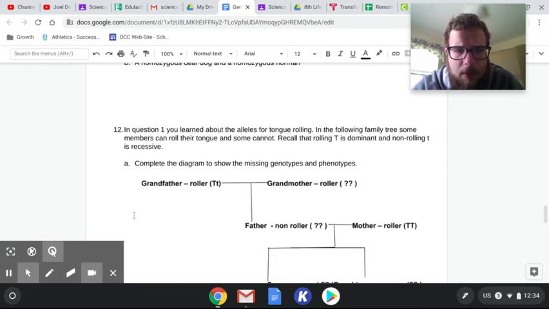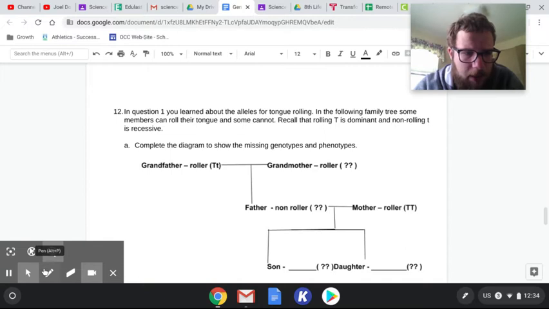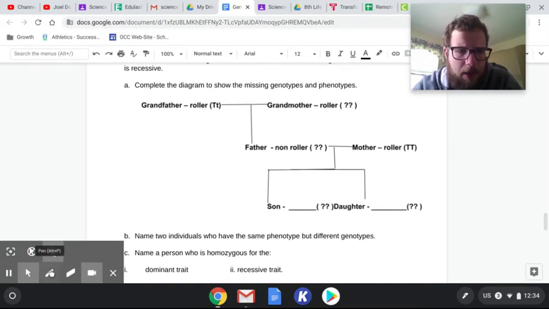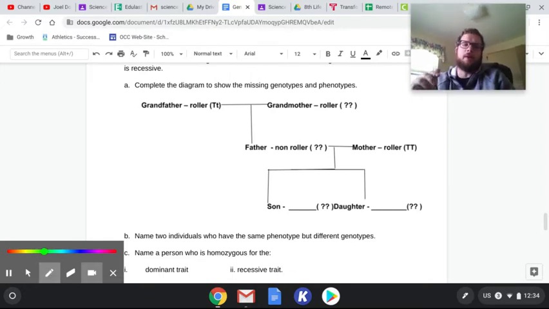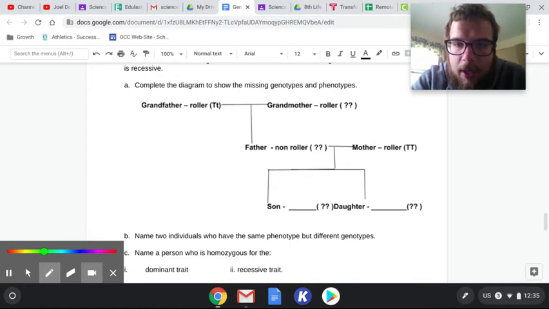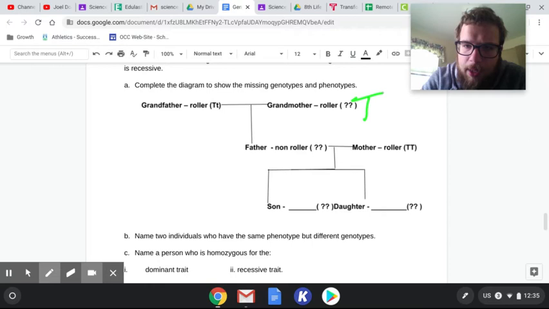Let's go to number 12. In question 1, you learned about the alleles for tongue rolling. In the following family tree, some members can roll their tongue and some cannot. Recall that rolling, big T, is dominant and non-rolling, little t, is recessive. Complete the diagram to show the missing genotypes and phenotypes. All right, so we've got grandfather here, who's a roller, big T, little t. We've got grandmother, who is a roller, but we don't know her genotype, but we do know she's got to have at least one big T. So she could be big T, big T, or big T, little t.